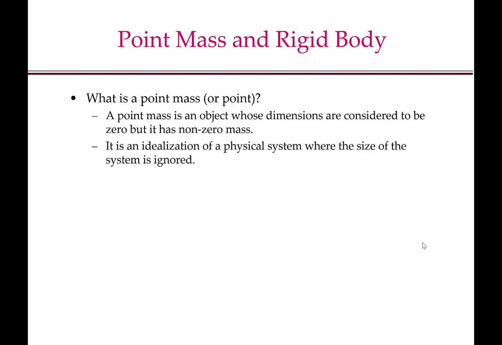The usual definition you see of a point mass is an object whose dimensions are considered to be zero, but it has non-zero mass. And if you think about this definition, this is a paradoxical definition. If you have dimension 0, you cannot really have non-zero mass. So the other way to think about it is that a point mass is an idealization of a physical system where the size of the system is ignored.